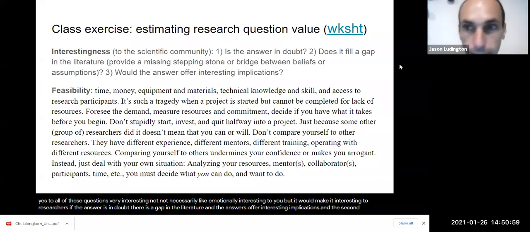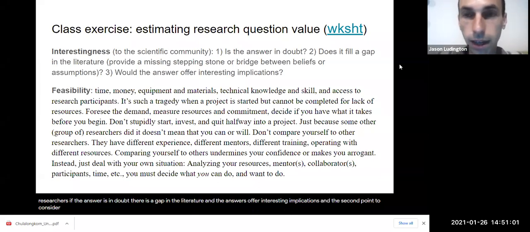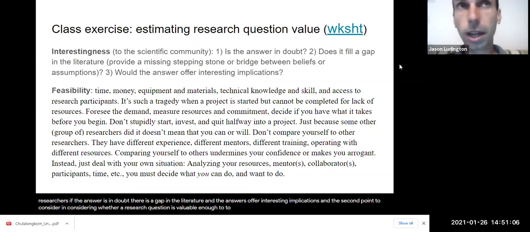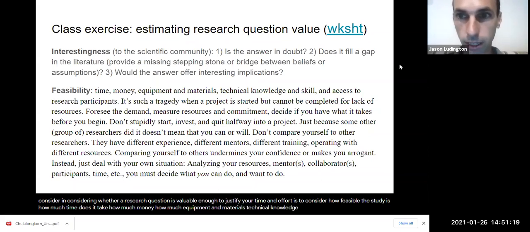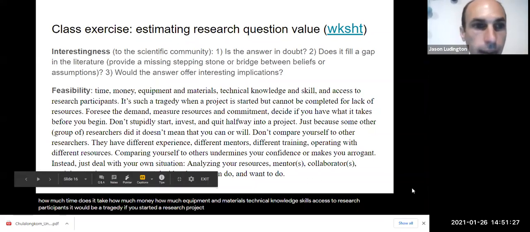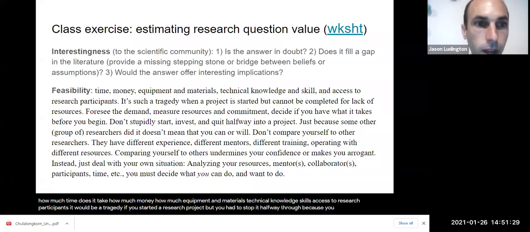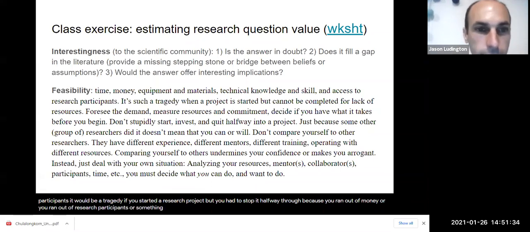And the second point to consider in considering whether a research question is valuable enough to justify your time and effort is to consider how feasible the study is. How much time does it take? How much money, how much equipment and materials, technical knowledge, skills, access to research participants? It would be a tragedy if you started a research project, but you had to stop it halfway through because you ran out of money, or you ran out of research participants, or something silly.